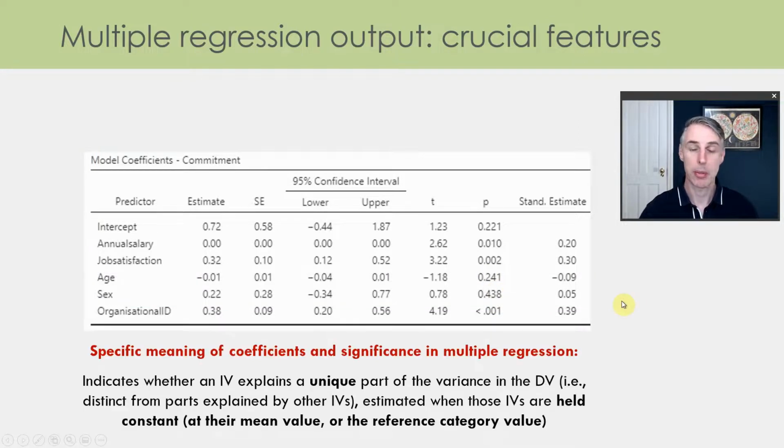We also considered the specific meaning of these coefficients and values in a multiple regression analysis. Specifically, that the coefficient and the significance of it indicates whether that predictor explains a unique part of the variance in the outcome variable, commitment in this case. In other words, part of the variance that is distinct from the parts explained by other predictors in the model. And that's estimated when those other predictors are held constant, either at their mean values in the case of continuous predictors or at the reference category level for a categorical predictor like sex.